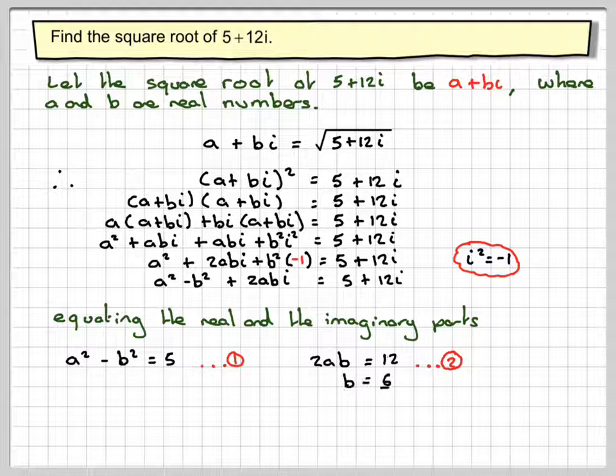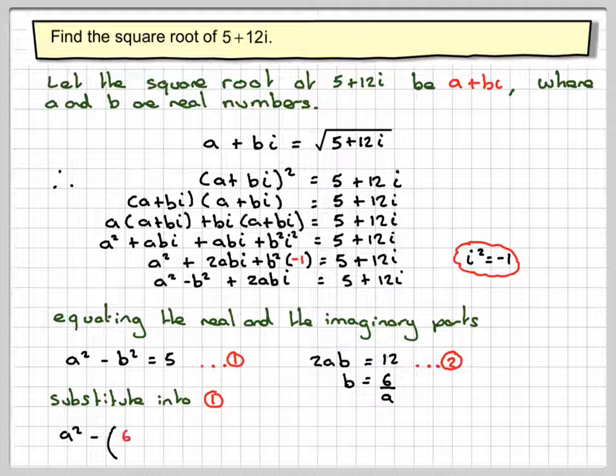So from 2, we can say that b is 6 over a, because if we make b the subject, we're dividing by 2a, so 2 goes into 12 six times, so it'll be 6 over a. And now substitute into 1. So we're going to have a squared minus b squared, so it's going to be 6 over a all squared, is equal to 5.